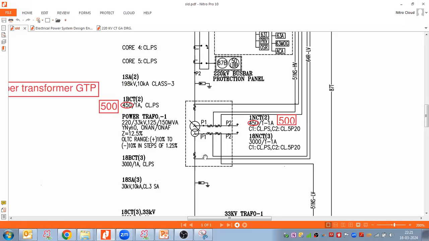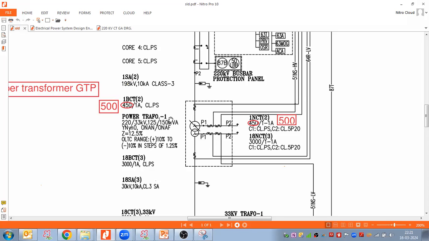In addition to that, can I add something? If you look at the bigger picture, neutral CTs and star point CTs we generally use for REF protection, restricted earth fault protection. And in series with REF, we use stabilizing resistors. So if you draw the bigger picture, the current should flow through that stabilizing resistor before flowing through the relay. For that reason we place P1 towards the transformer and P2 towards neutral or ground. Okay, sir.